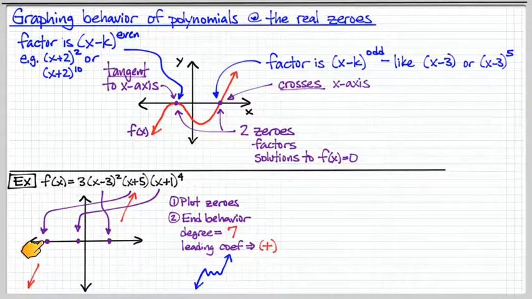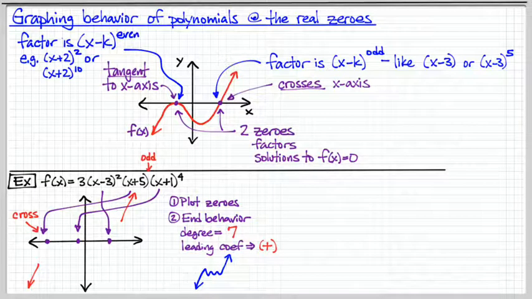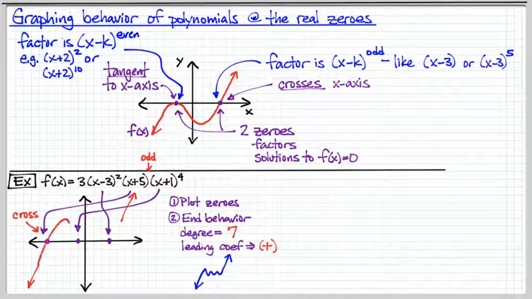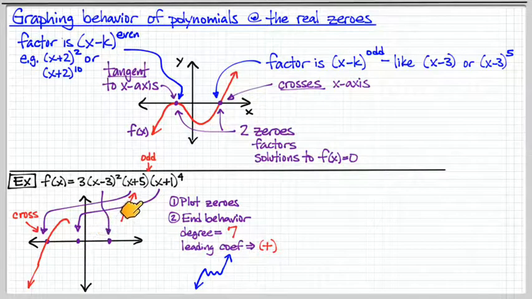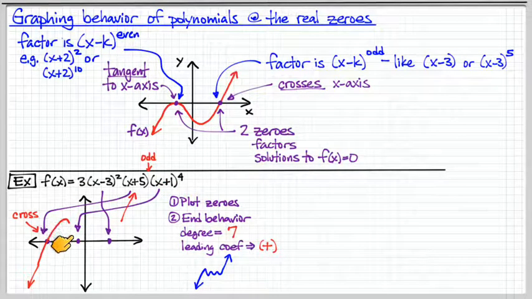Now the first one over here, let's start from the left. This one is caused by this factor raised to the first power. This is odd, so it's going to cross through. So we'll label that as crossing, and we can actually sketch that in. Let's look at the next 0. This one is from this factor here, raised to the fourth power, even, so it's tangent to the x-axis. It's going to come down and come back up. It's not going to cross through the axis.